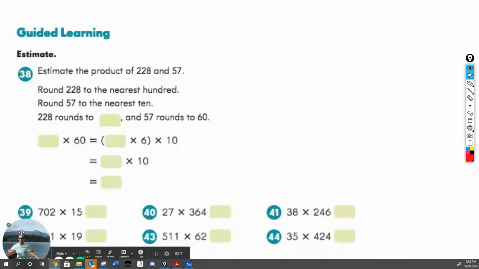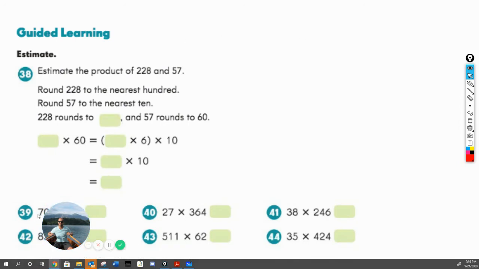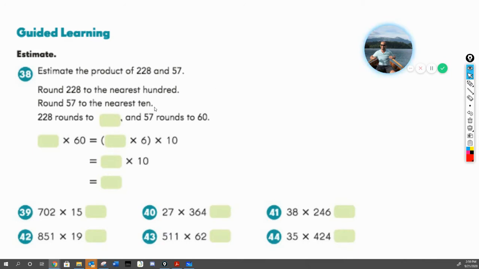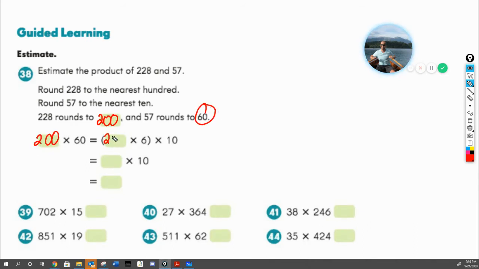228 and 57. We're going to round. I'm going to pause for a second and get myself out of the way. There we go. We're going to round 228 to the nearest 100 and 57 to the nearest 10. Therefore, 228 rounds to 200 and 57 rounds to 60. 200 times 60 is like 200 times 6. 2 times 6 is 12. Add the two zeros, I get 1,200 times 10, or 12,000.